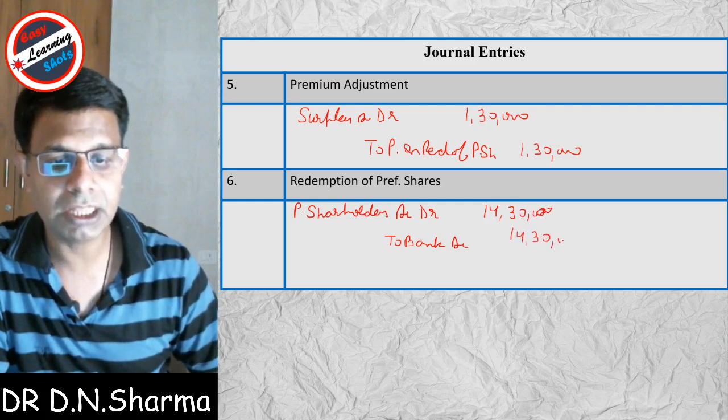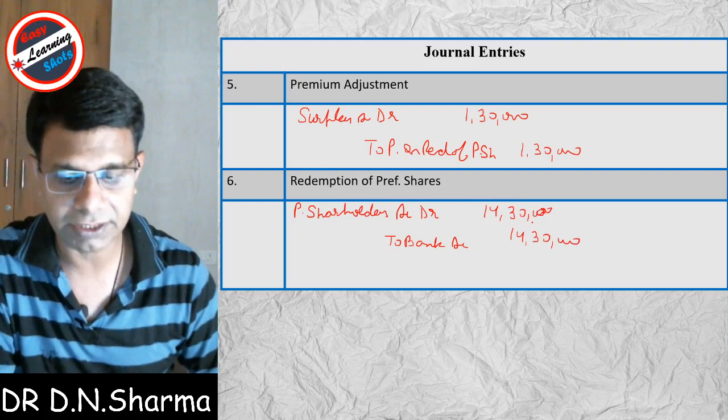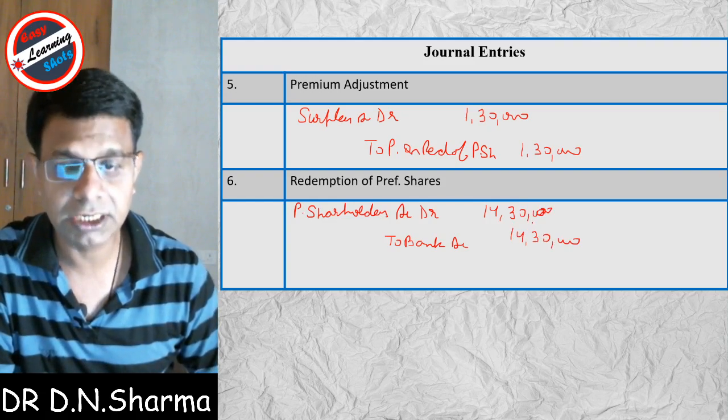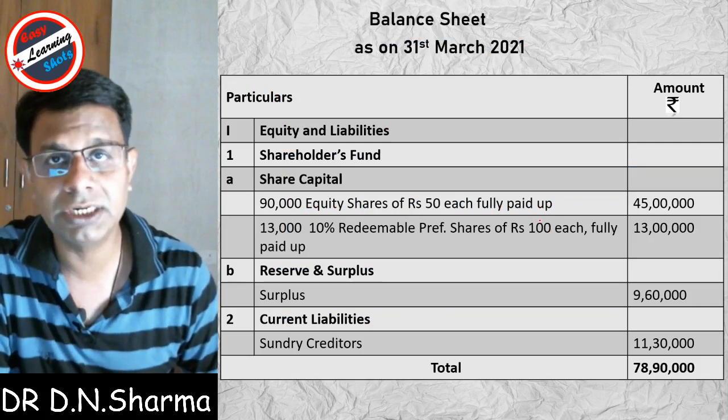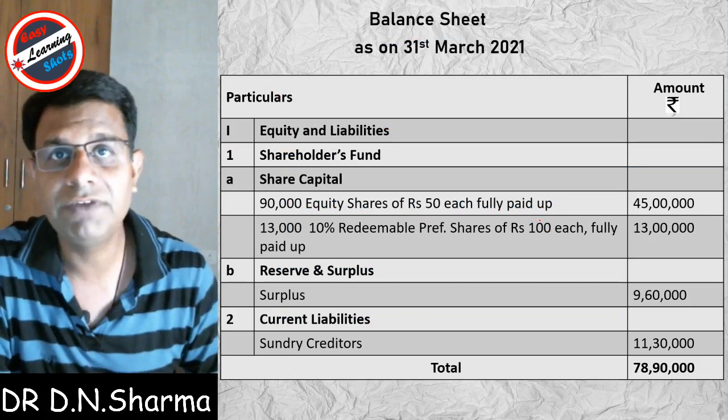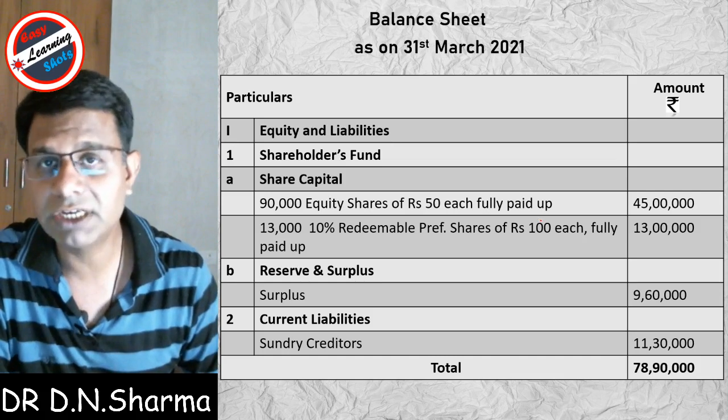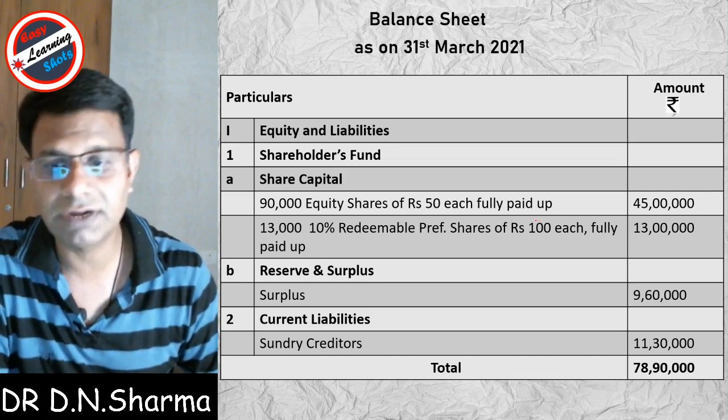Now we completed all the general entries. Now we prepare the balance sheet after these general entries. When the balance sheet is prepared, we see only general entries, not the working note or adjustment, because if we see that, then we get confused. So we see only general entries.